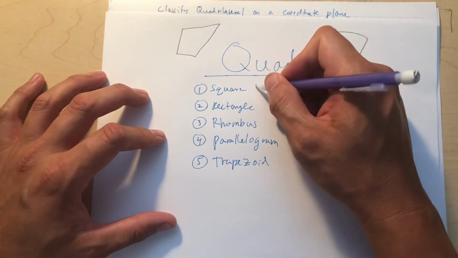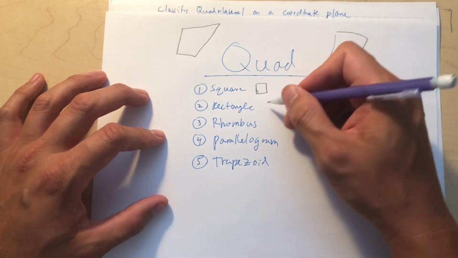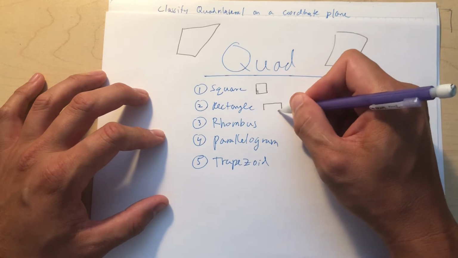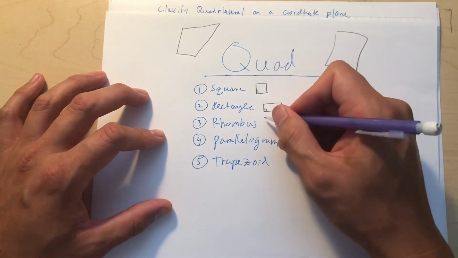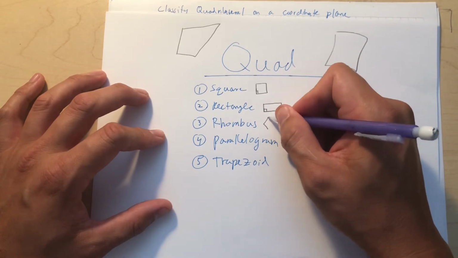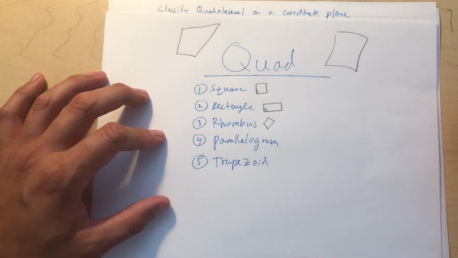A square just means that all the sides are the same and it has 90-degree angles. Rectangles mean the opposite sides are the same and also form a nice 90-degree angle. A rhombus is sort of like a square, except that it doesn't have to have 90-degree angles. That's a rhombus.